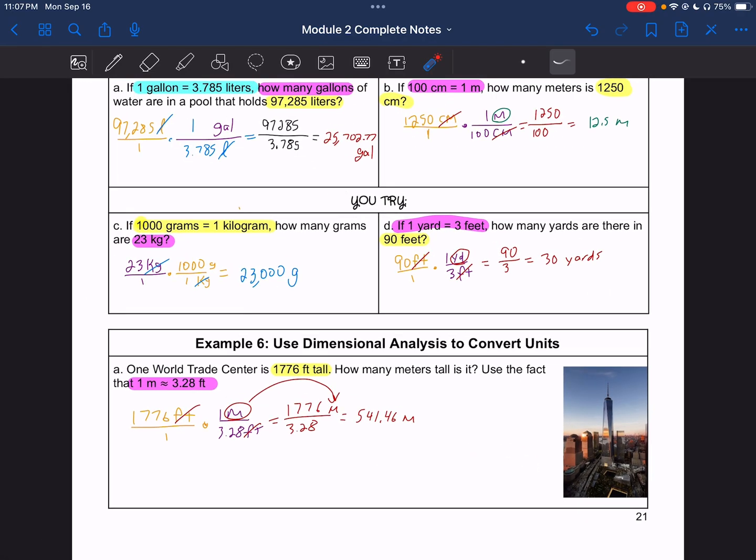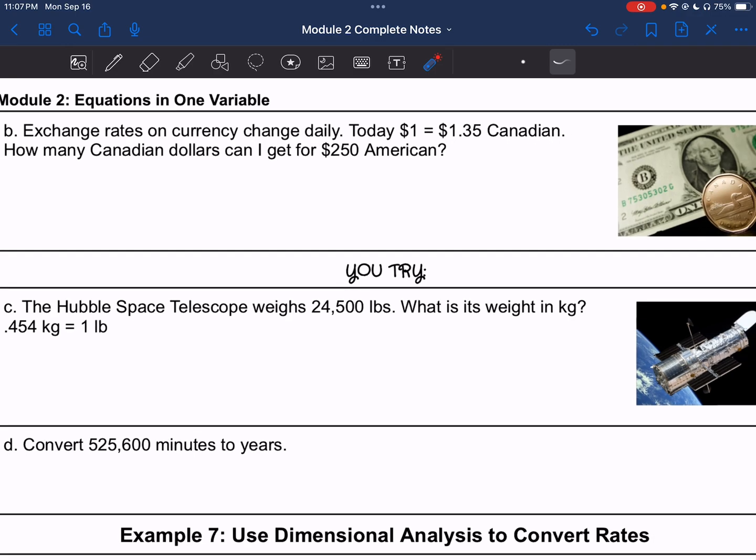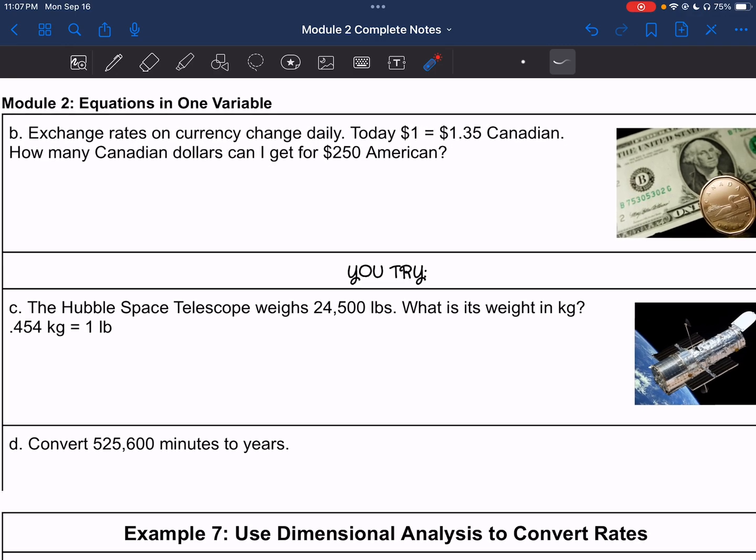All right, so let's go to the next page, and we've got exchange rates on currency change daily. As of a couple days ago, $1 United States currency, the $1 American, is equal to 1.35 Canadian. And we want to know how many Canadian dollars can I get for 250 American. So we're going to start off with, we have 250 American dollars. That's our starting point. That's what I know I have. And we're going to use our conversion factor of $1 is equal to 1.35 Canadian.